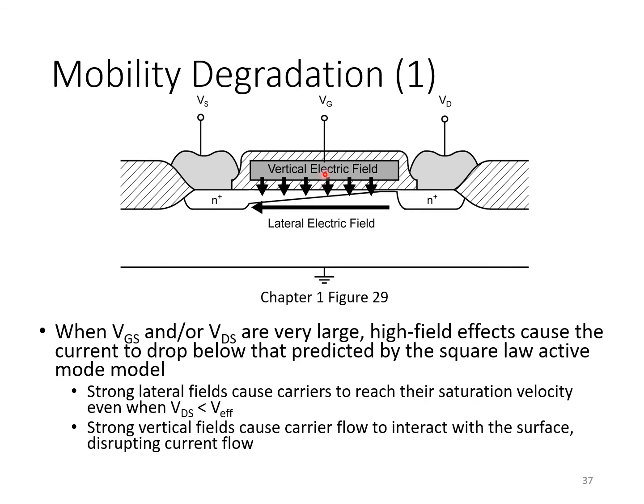Moreover, if we have large values of VGS far exceeding the threshold voltage, we're going to see a strong vertical field acting across the gate oxide, and that's going to act on carriers flowing down the channel and cause them to interact with imperfections at the surface of the semiconductor material, and it's going to slightly disrupt the current flow. And again, all these effects act to reduce the current below what is predicted by our simple square law models in active mode.